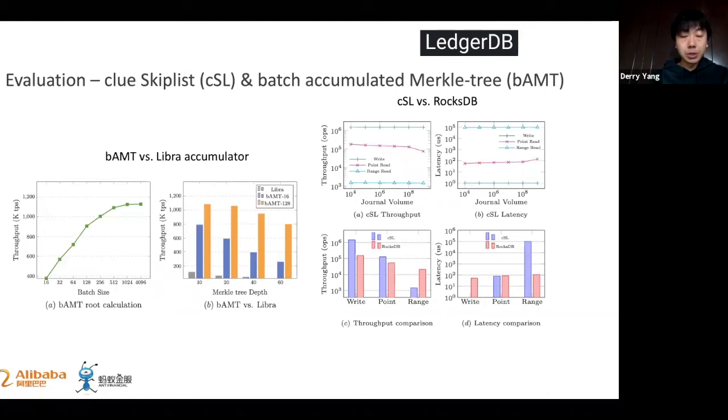LedgerDB's clue index is working as designed for write optimization. We can see the write OPS can exceed 1 million, and CCell is also friendly to point read, compared to RocksDB.